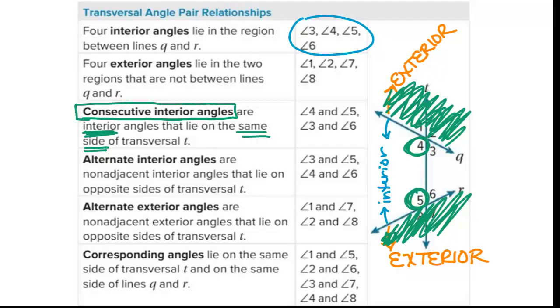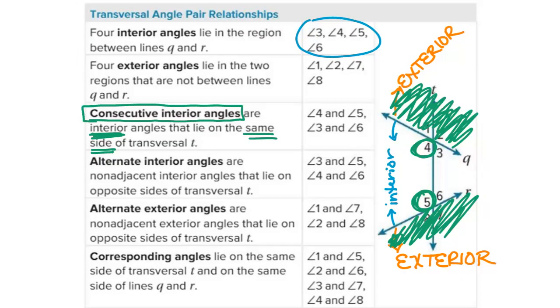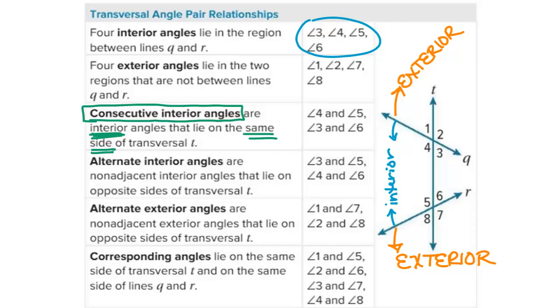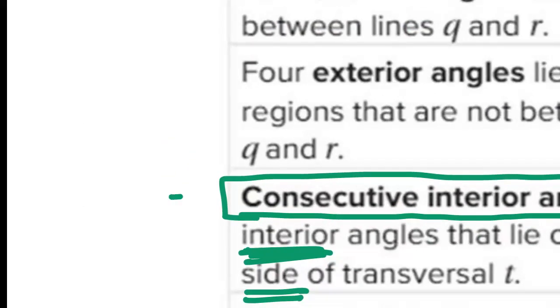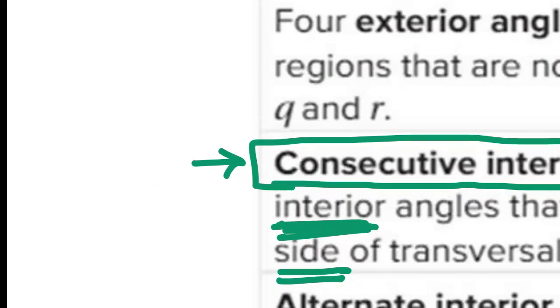Can you give me another pair of consecutive or same side interior angles? 3 and 6, absolutely. These are on the right-hand side of the transversal, but in between the two lines. Perfect. All right, I'm going to erase my drawing on here right now. I do want you guys to write down here that these are same side interior angles.